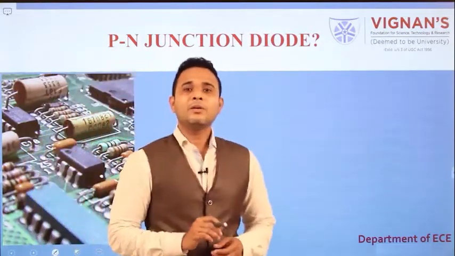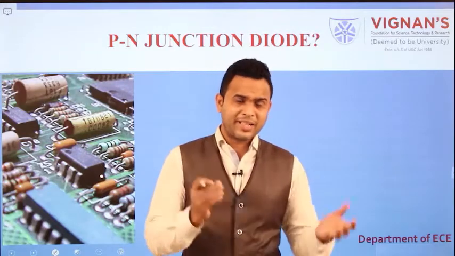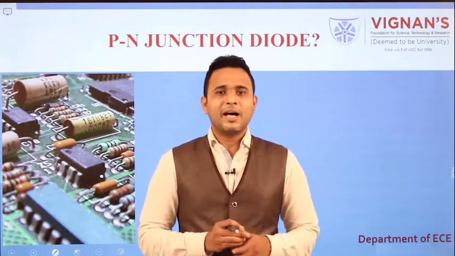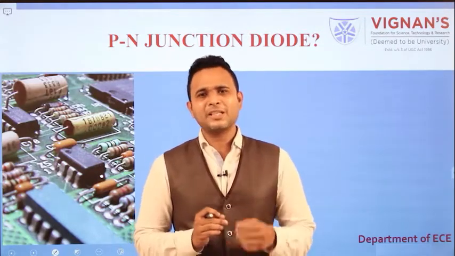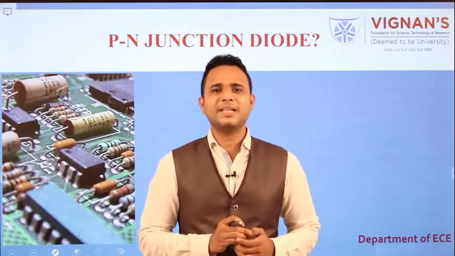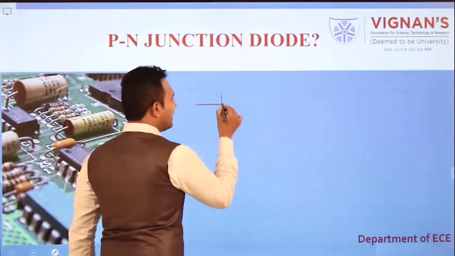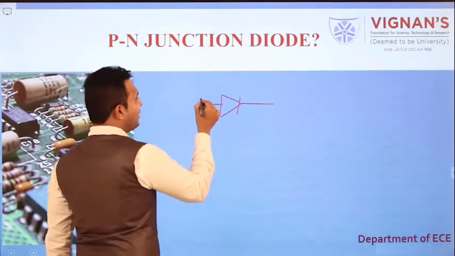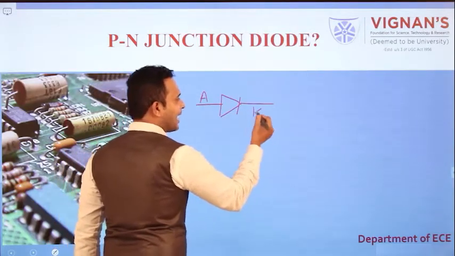Right. Next, in the last unit we already discussed the basic operation of the PN junction diode. What is a PN junction diode? In this class also I am giving a small introduction to the PN junction diode. What is the symbol of the PN junction diode? This is the symbol of the PN junction diode. The PN junction diode has two terminals named anode and cathode.